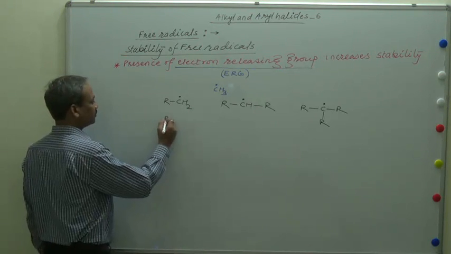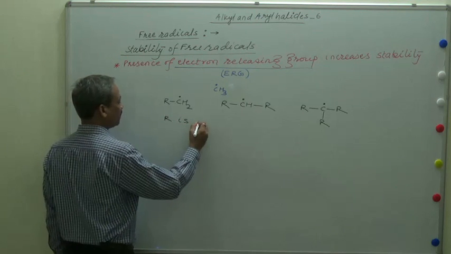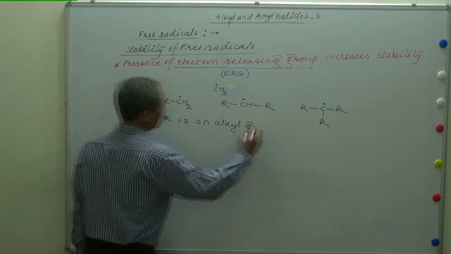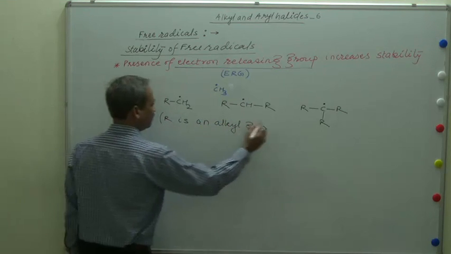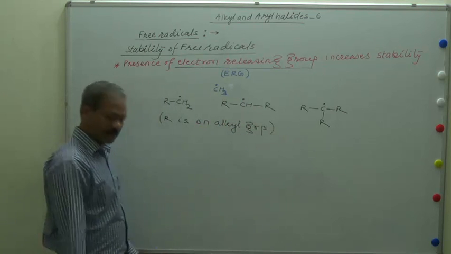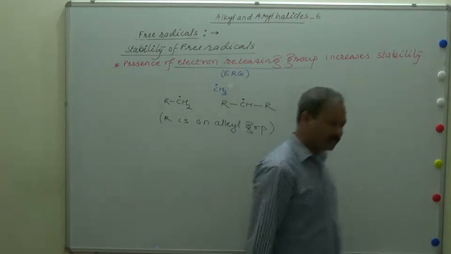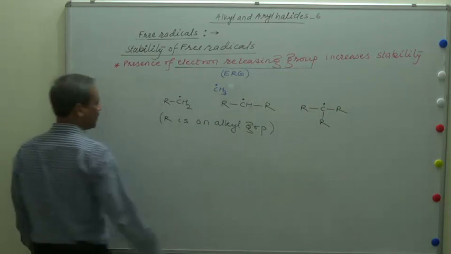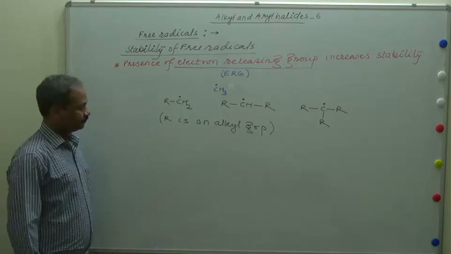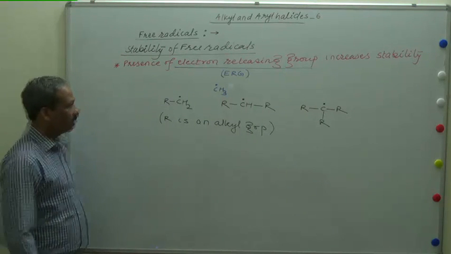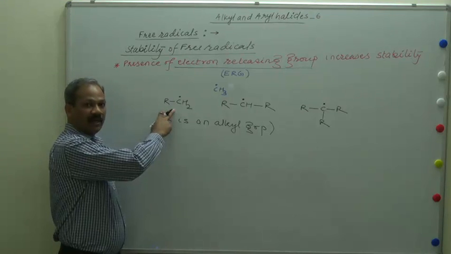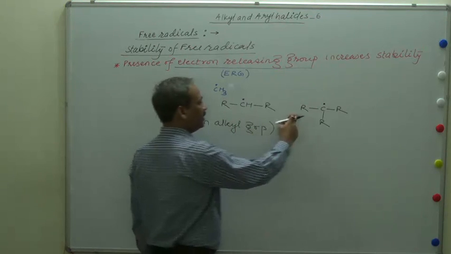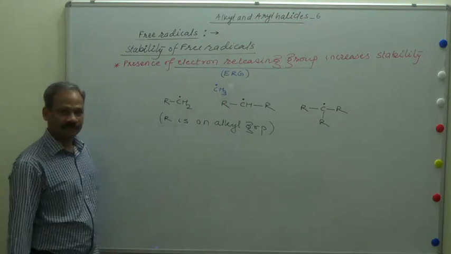R stands for an alkyl group. It can be a methyl group, it can be an ethyl group, and it can be a phenyl group. So in this free radical, there is only one electron releasing group. Here there are two electron releasing groups, and here there are three electron releasing groups.